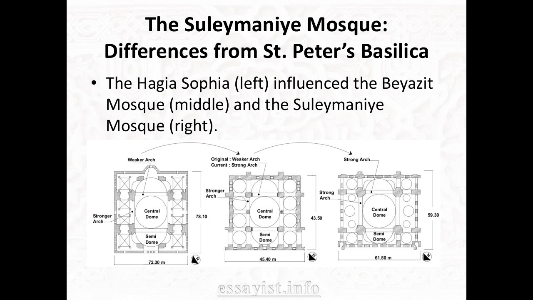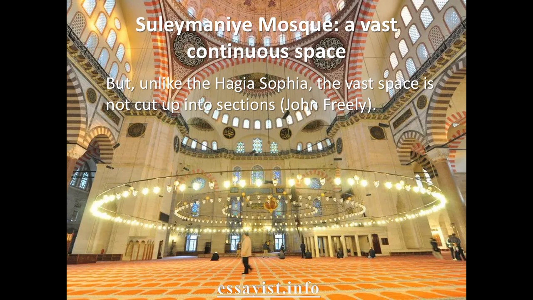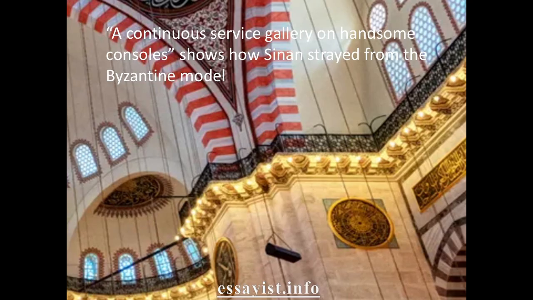But John Freely points out how the Suleymaniye dome differs from the Hagia Sophia. The vast space is not cut up into sections as at Hagia Sophia, but is centralized and continuous. The goal of the open space was to provide a much extended prayer hall to accommodate large numbers of worshippers, while minimizing the number of structural barriers on the ground level, marking a significant difference with the Christian style of St. Peter's Basilica. Kostov, in A History of Architecture, draws our attention to a continuous service gallery on the handsome consoles, which shows how far Sinan strayed from the Byzantine model.